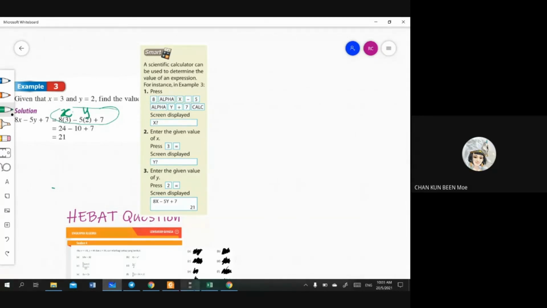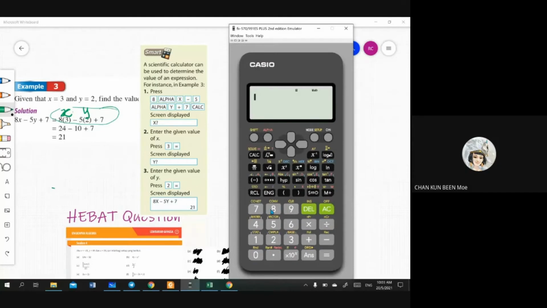So on your calculator, you start by pressing 8 times. After that, you see this button here with the red colored word alpha. Do you see that? Okay, press the alpha because we are going to choose the x over here. Can you see this x over here? Then you press minus. The 5 is just a normal one. And then for the y over here, we are going to use alpha y.